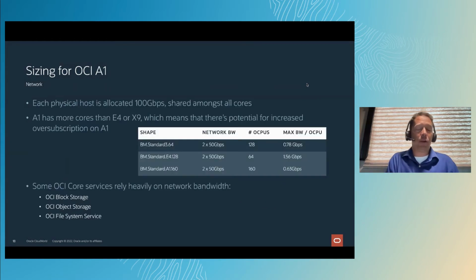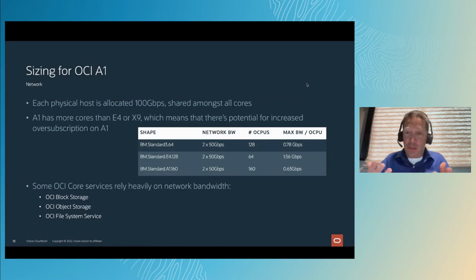Now, from a networking performance perspective, know that each physical host, if you remember back when we were looking at our similarities, has two 50 gigabit network connections. Those connections are shared amongst all of the different cores. Because we have a denser concentration of cores on an A1 shape versus what we might have with an E4 or an X9, there's potential risk for increased oversubscription on the ARM shape.